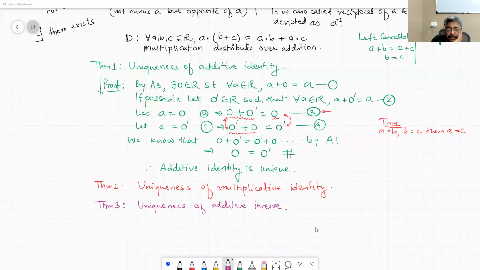Okay, I am not writing the proof of theorem 2 because it is exactly similar to theorem 1. Theorem 3 is uniqueness of additive inverse. Additive inverse is unique. Try to write the proof of this theorem now.